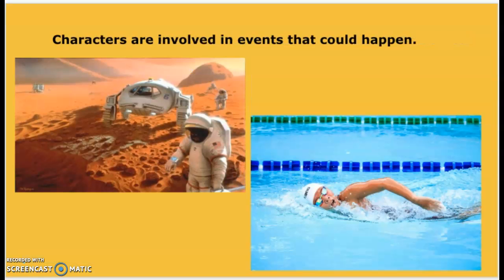Next, we have characters that are involved in events that really could happen. So, maybe one day they might go to Mars, but it's not really probable. However, swimming in a race, very probable. So which one would you say between this or that? Definitely swimming.